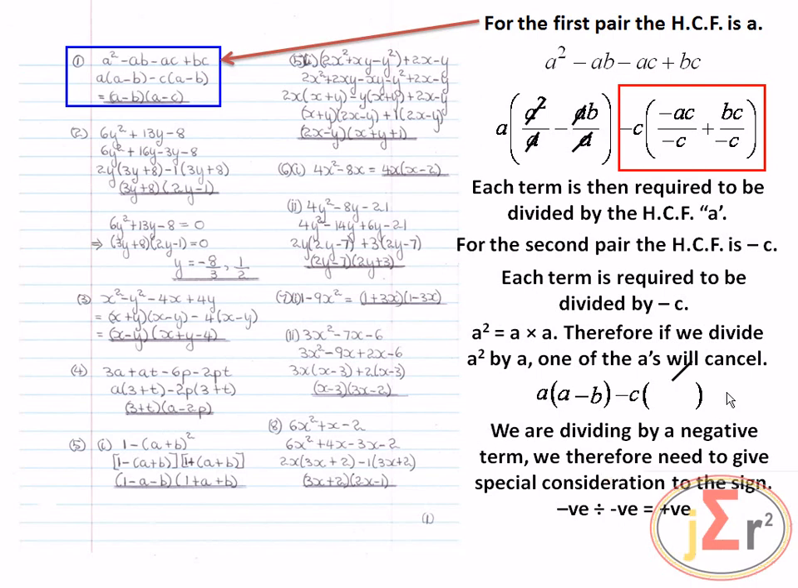So we have negative divided by negative is positive, therefore the C's will cancel and we have a positive A. Here we have positive divided by negative, the result is negative, therefore we should have a negative B right there.